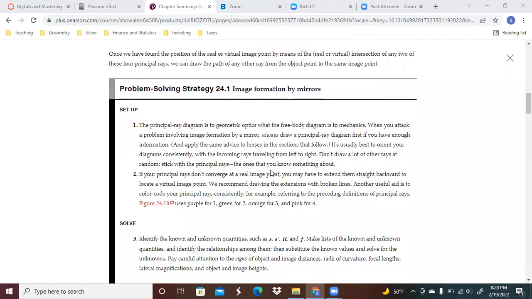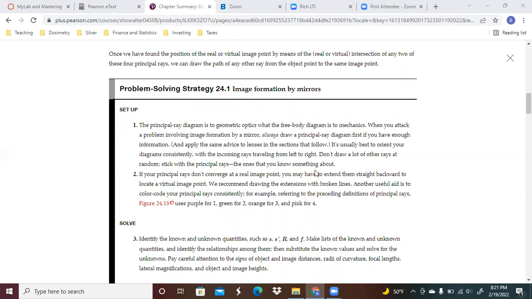So once you have found the position of the real or virtual image point by means of the real or virtual intersection of any two of these four principal rays, we can draw the path of any other ray from the object to that same image point. So here, as far as solving problems for image formation by mirrors, we do the principal ray diagram. The principal ray diagram to geometric optics is what the free body diagram is to mechanics.